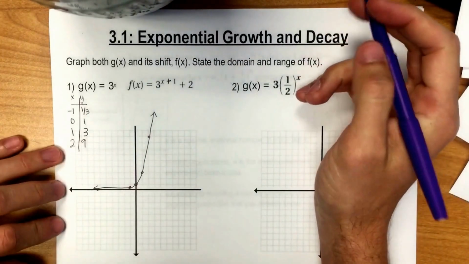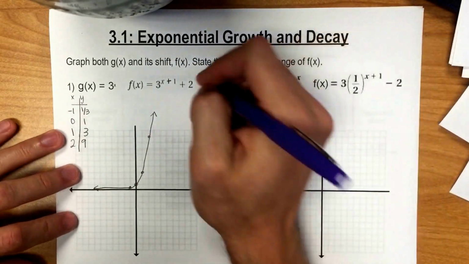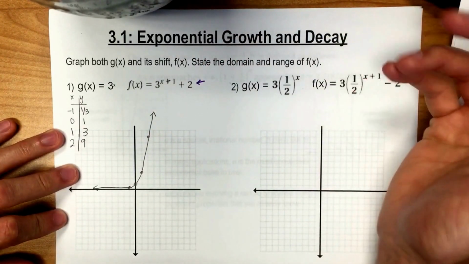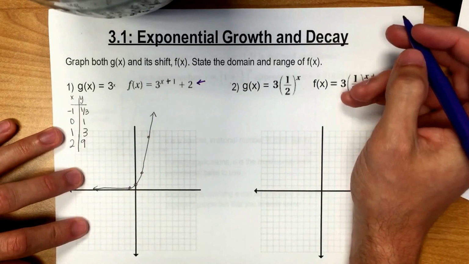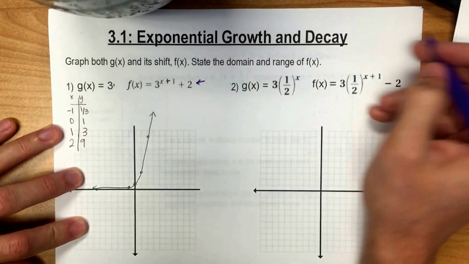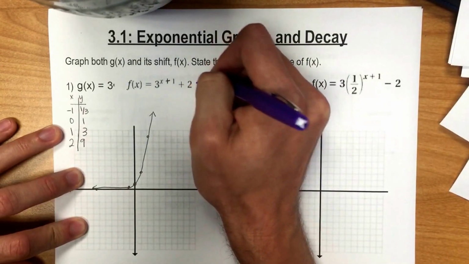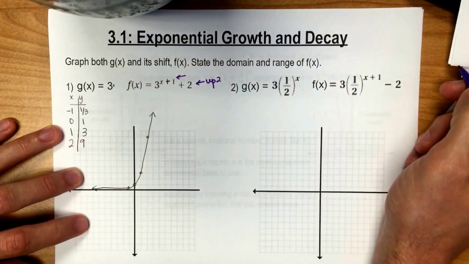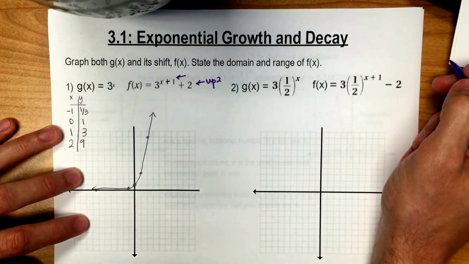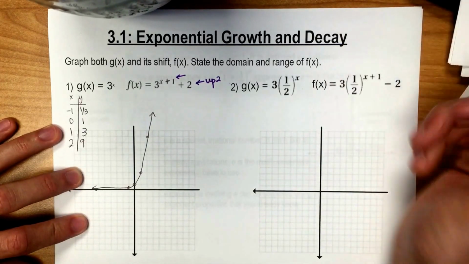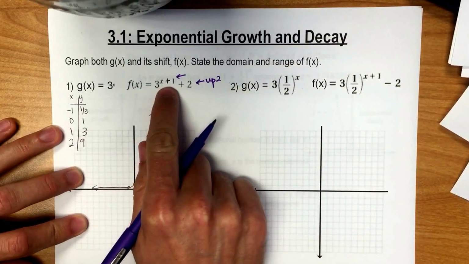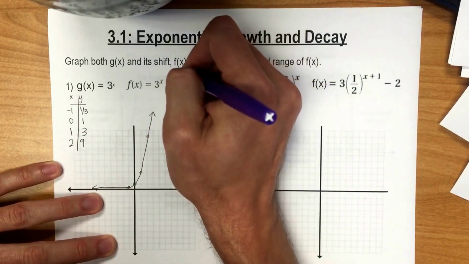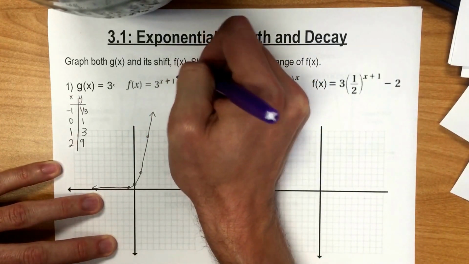So we're going to use our rules of transformations. Whenever we see a number added or subtracted on the end of a function, that's going to take you up or down. In this case, since it's positive, it's going to take you up 2. Anytime we see a number added or subtracted with our x value, that's going to take you left and right. Remember our rules of transformations. A +1 is actually the opposite of what we would think, and that goes to the left by 1.